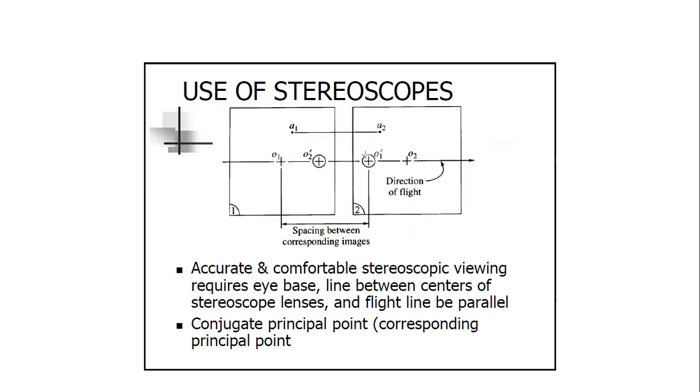Now, point A and A2 represent points on the ground. Are you okay? The word conjugate means a representation of the principal point. So the conjugate principal point, when we say that, we are really referring to the corresponding principal points. Are you okay?